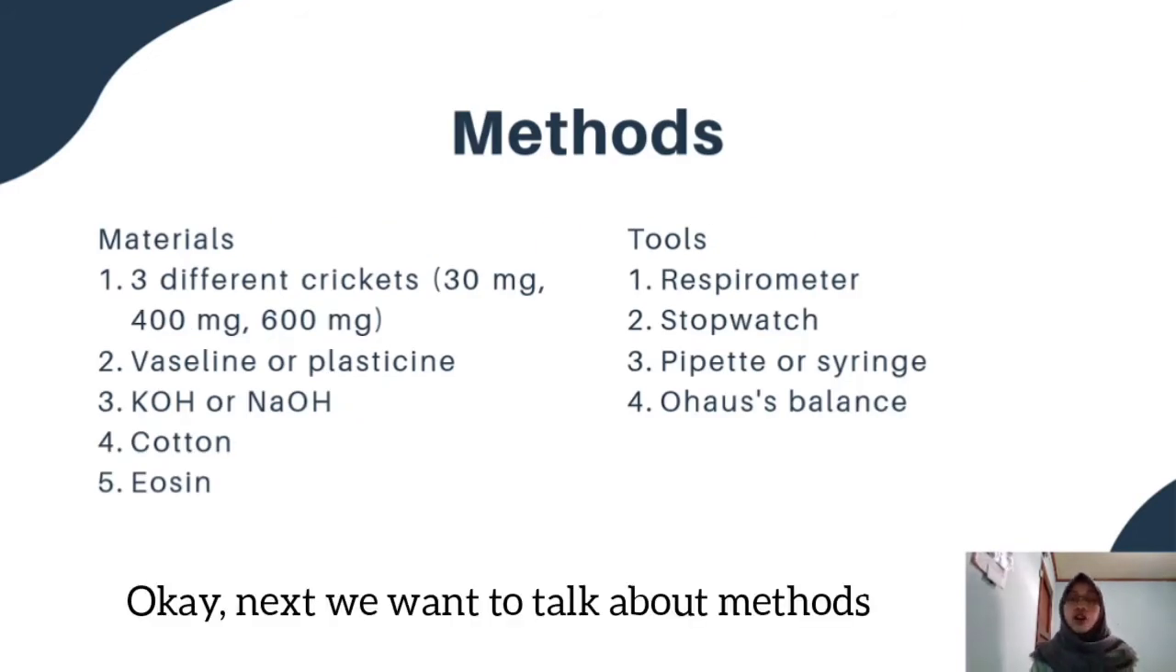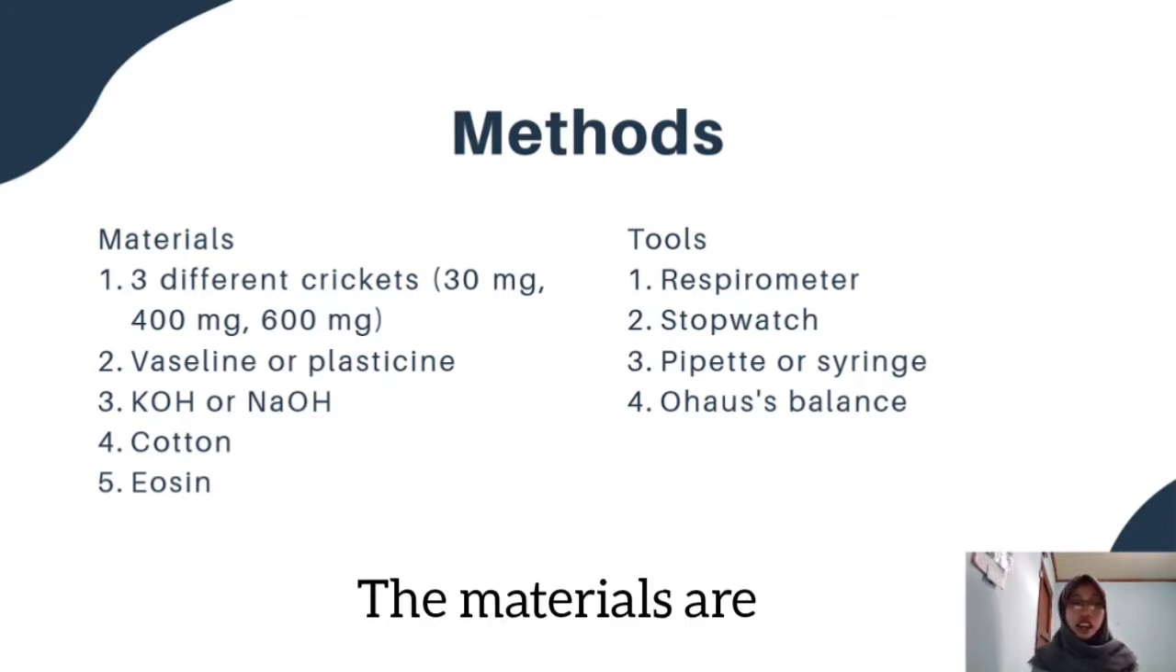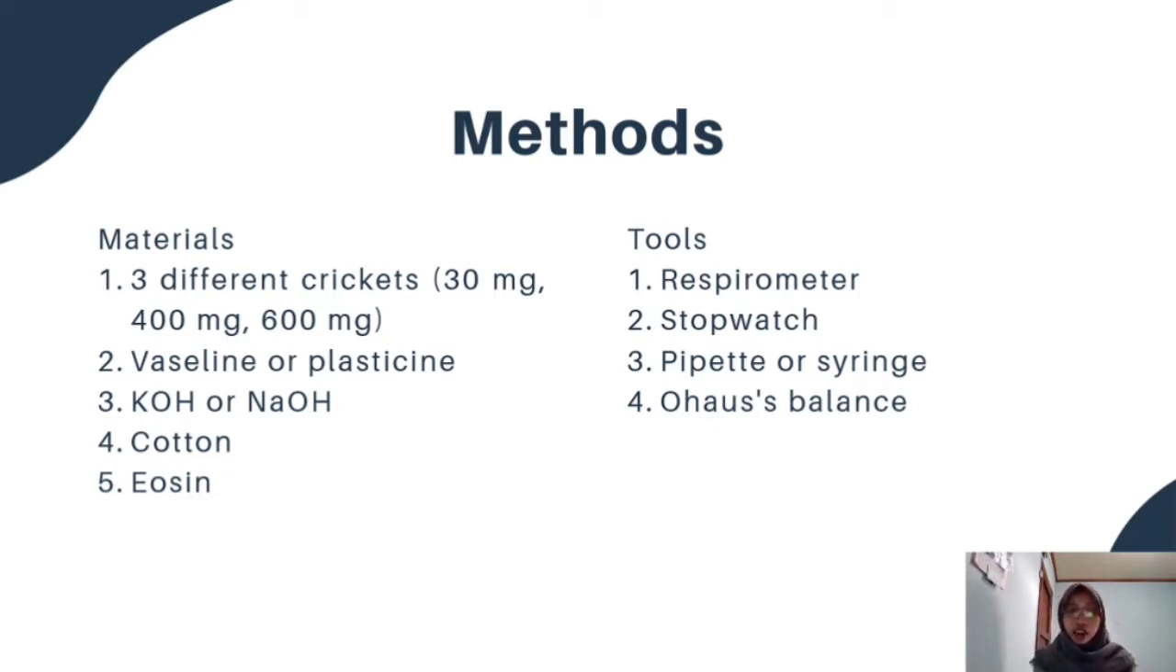Okay, next, we want to talk about methods. The materials are first, 3 different crickets, 30 milligrams, 400 milligrams, and 600 milligrams. Second, Vaseline or plasticine. Third, KOH or NaOH. Fourth, cotton. Fifth, eosin. And the tools are first, respirometer. Second, stopwatch. Third, pipette or syringe. Fourth, a house balance.